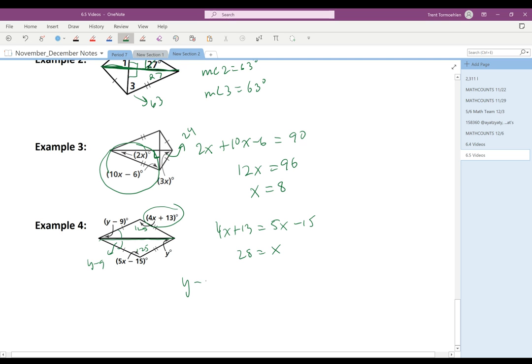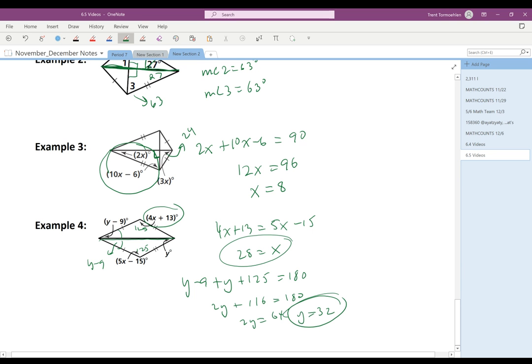So we get y minus 9 plus y plus 125 equals 180. So that gives me 2y plus 116 equals 180. 2y equals 64, or y equals 32. So we get x equals 28 and y equals 32.